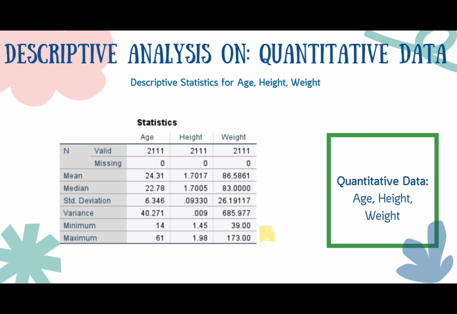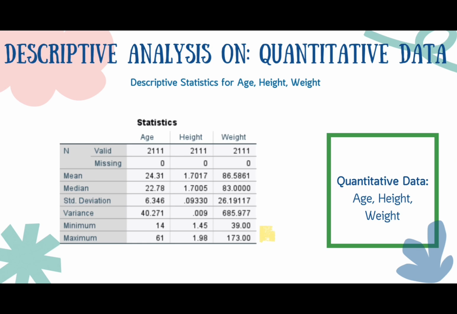The lowest age is 14 years, while the highest age is 61 years, showing a relatively young population. Height. The height mean is 1.70 meters, median 1.70 meters, and the standard deviation is 0.093 meters. The minimum height is 1.45 meters, and the maximum is 1.98 meters.